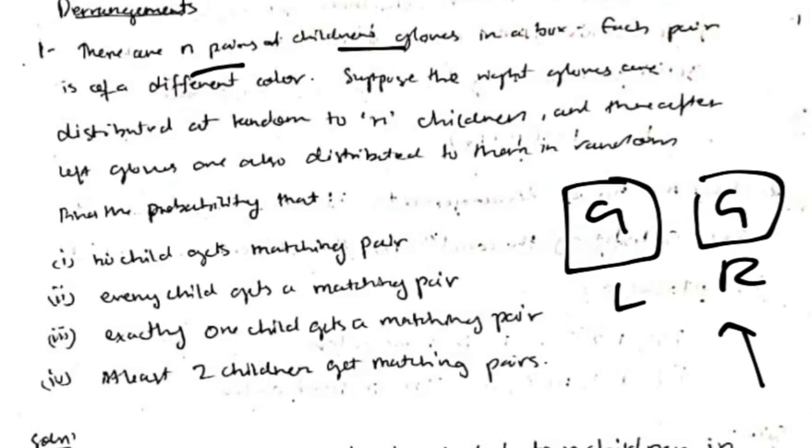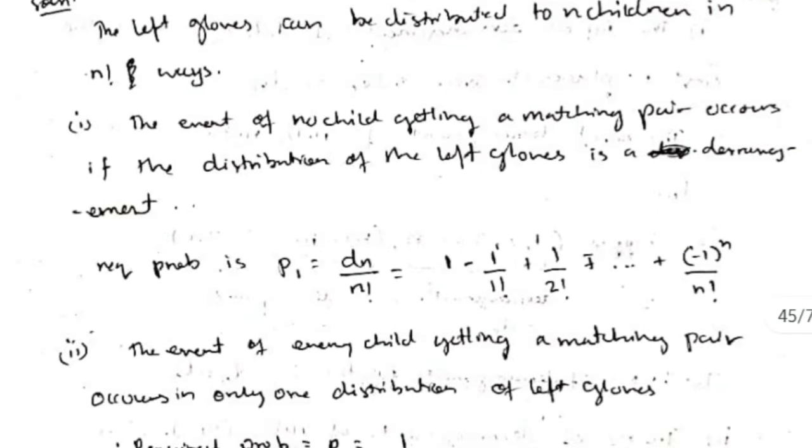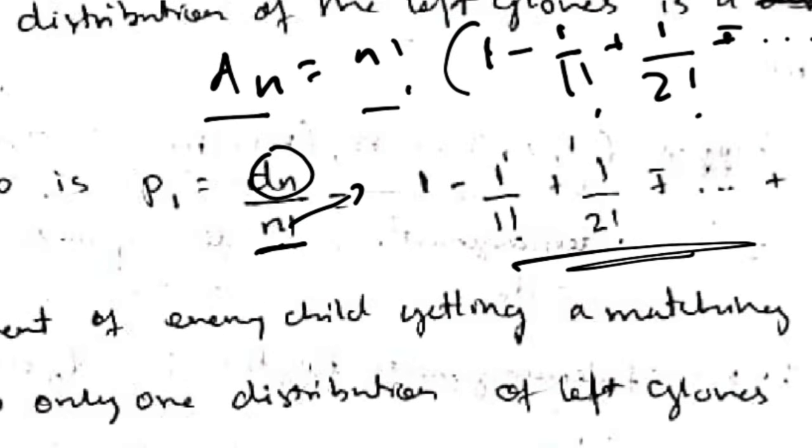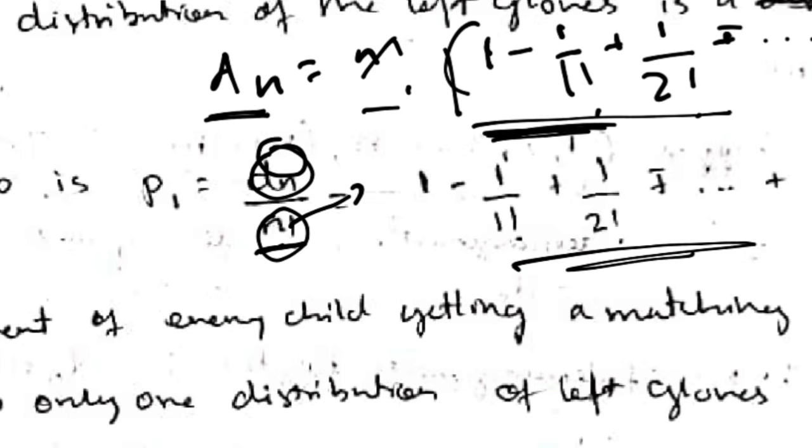The right gloves are distributed to the students at random, and then the left gloves are distributed. The question is, no child gets a matching pair, meaning all the gloves are of different colors. If no child is to get a matching pair, the total number of ways, since there are n gloves, will be n factorial, and finding the probability we get dn by n factorial. So n factorial will be cancelled here, and we will be remaining with this term. This is the value of p1.